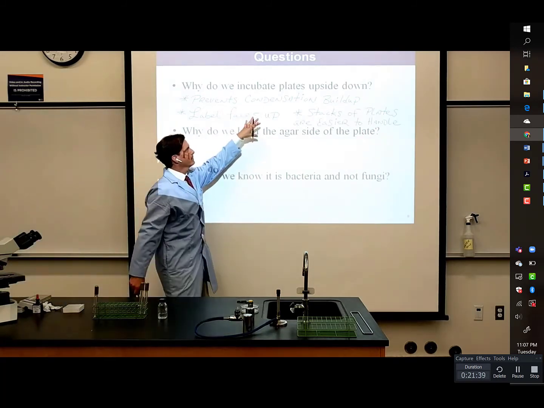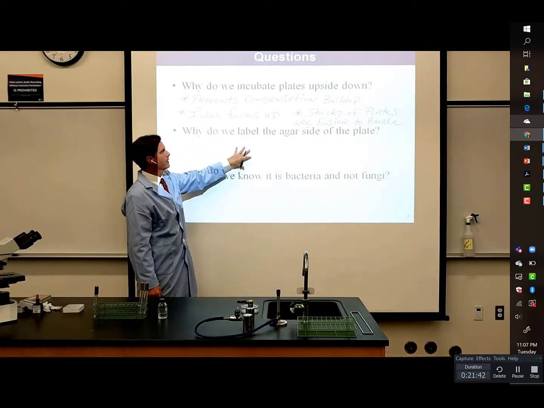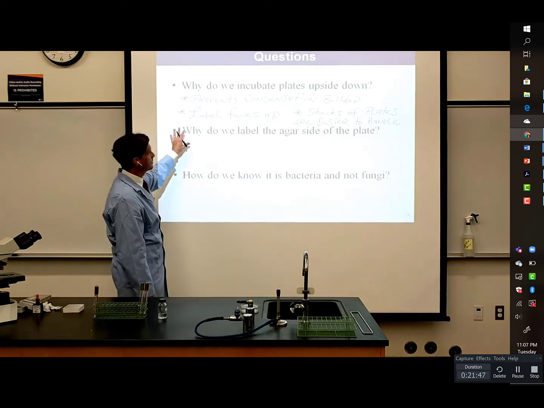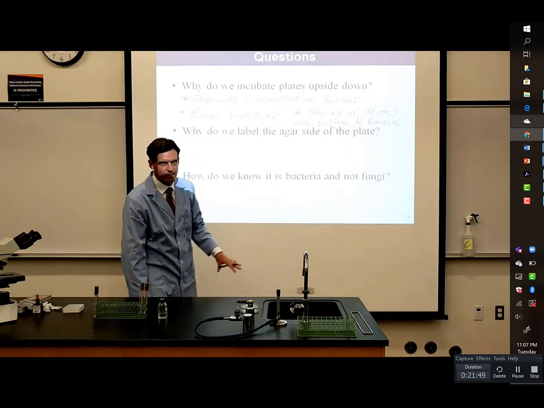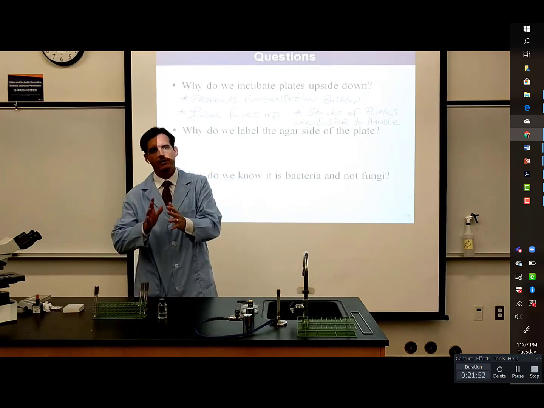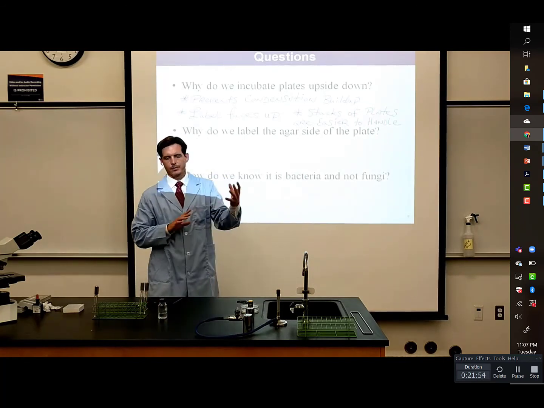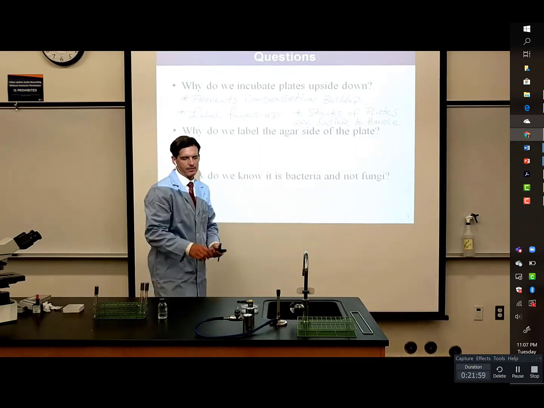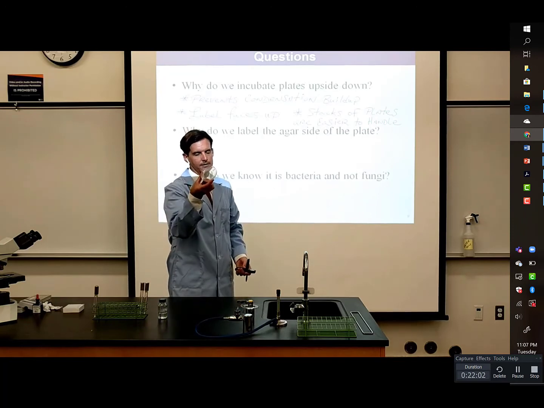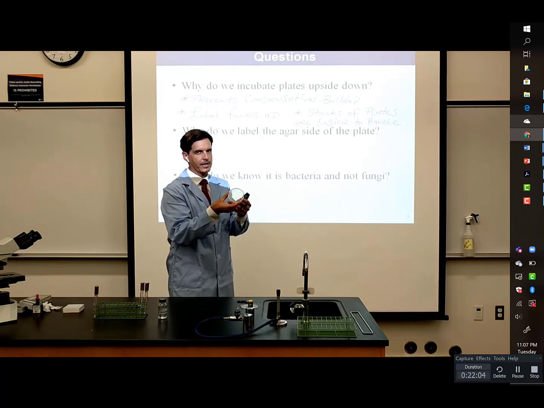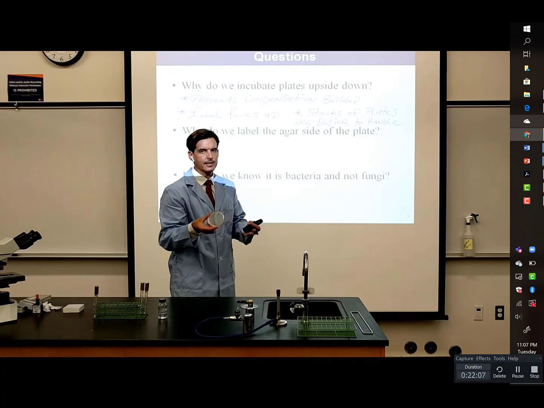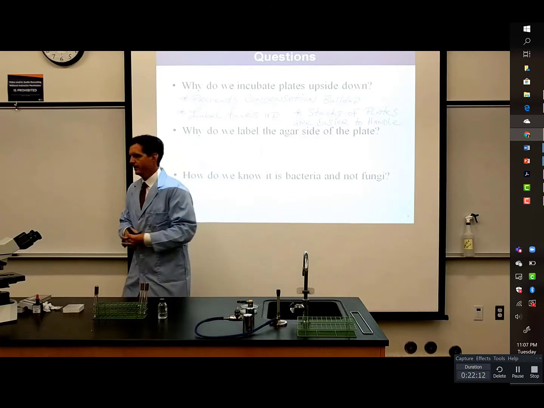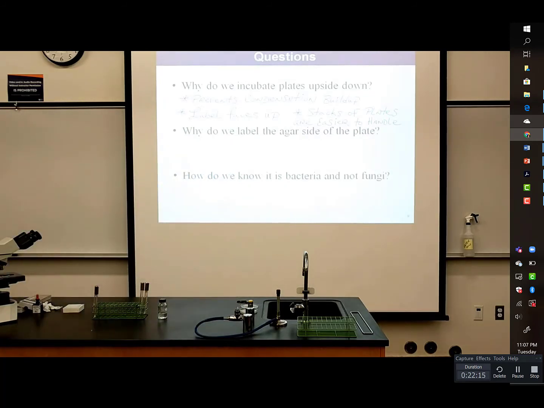And you could probably argue that the label facing up could be the answer to this next question, but there's another concern here. The second question says, why do we label the agar side of the plate? And if you recall, if there was an accident and the lid got separated from the bottom, then the bottom has the agar, right? The bottom of this plate is where there are going to be bacteria actually growing, and the lid is empty, and so it's good that we have the label on that side, on the side that has the bacteria growing.